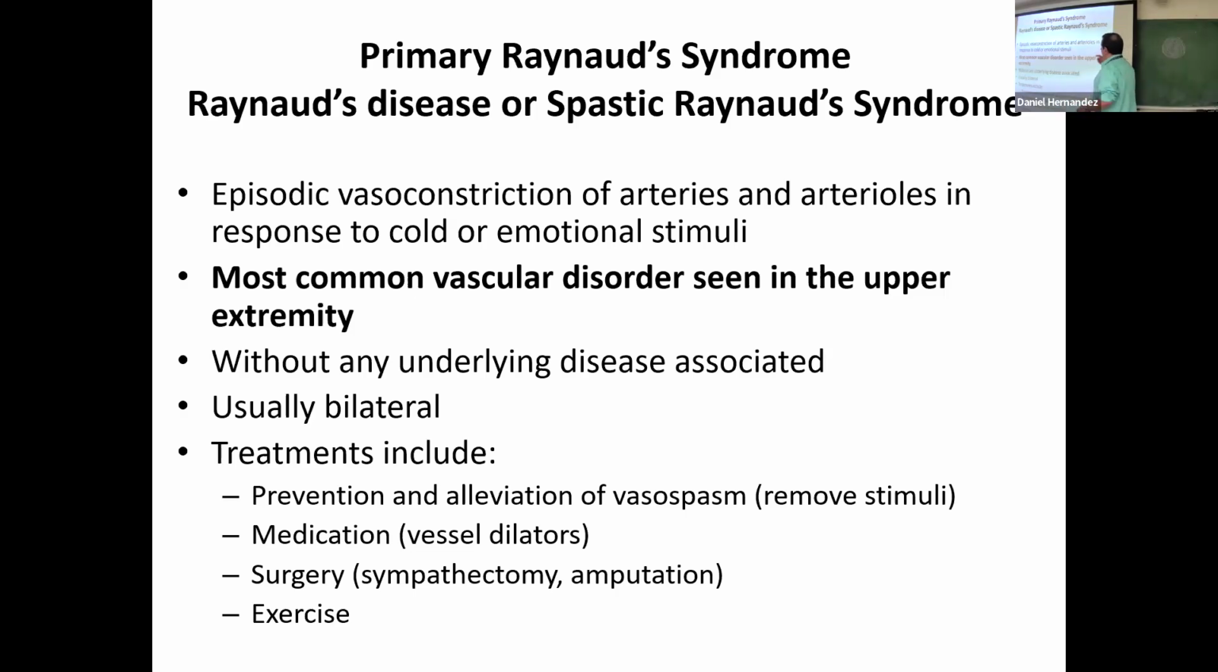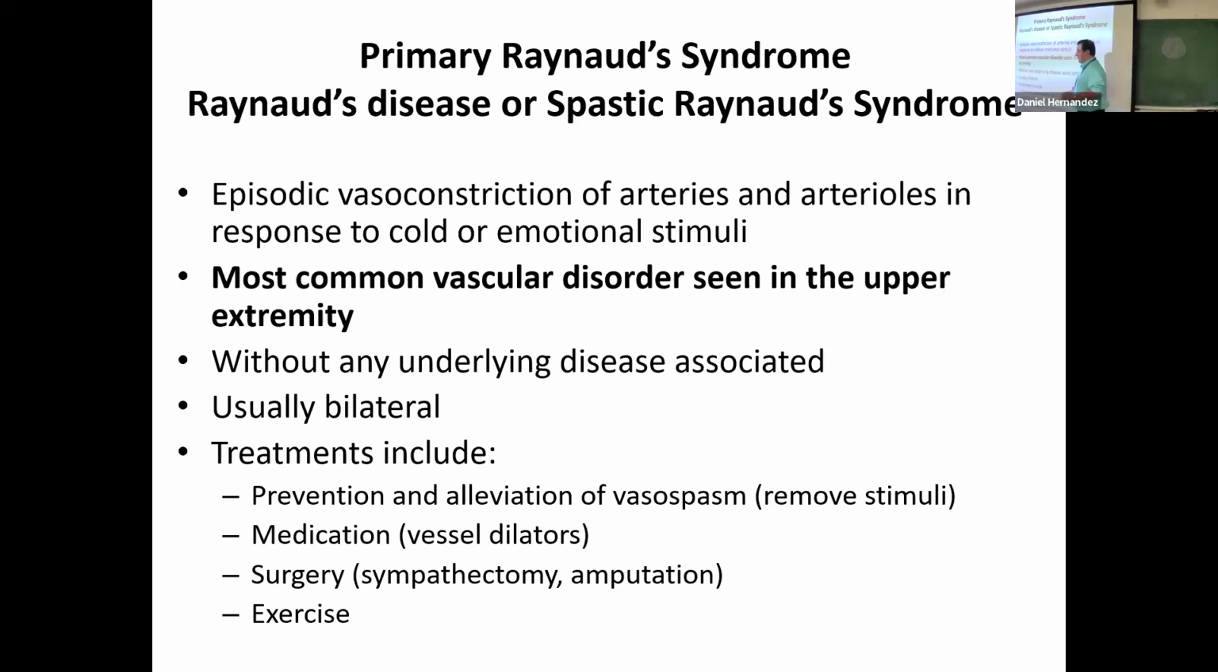In terms of treatment for primary Raynaud's disease or primary Raynaud's syndrome, prevention and alleviation of anything that could potentially cause that vasoconstriction, that episode. That would be wearing gloves, wearing an extra layer of socks, trying to avoid cold weather if you can. If it's stress stimuli, trying to avoid whatever stressors trigger you. They can prescribe medications, vasodilators, to try and prevent that from happening.